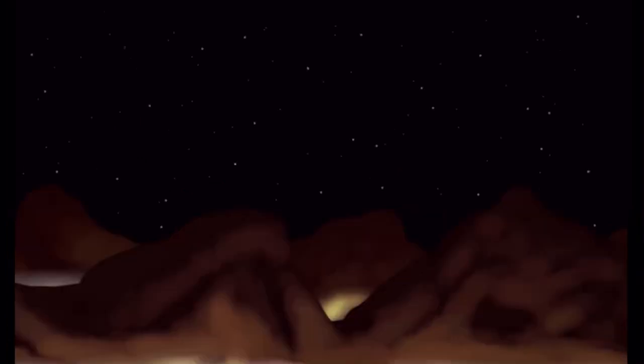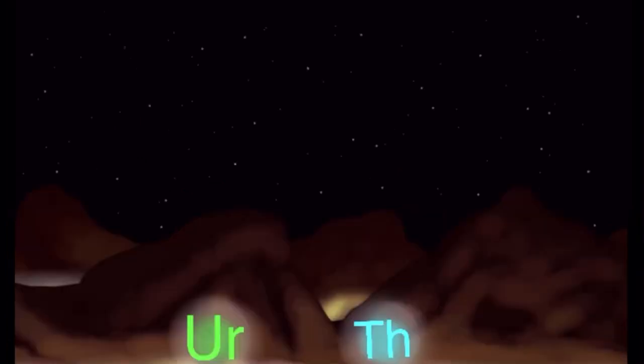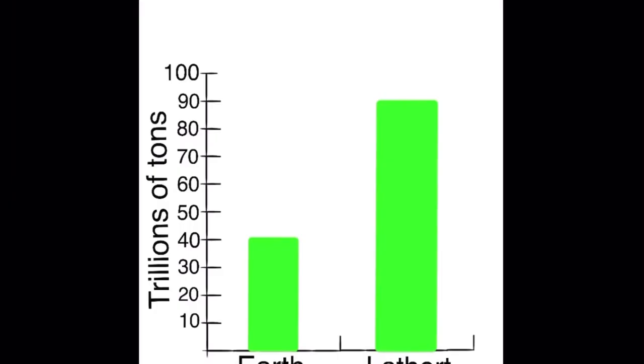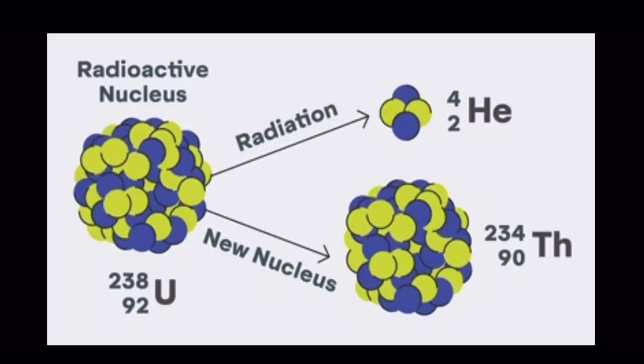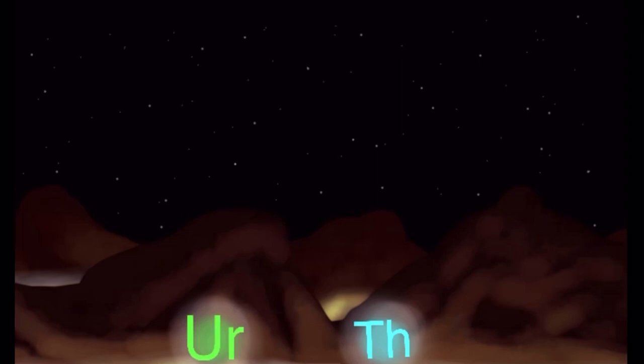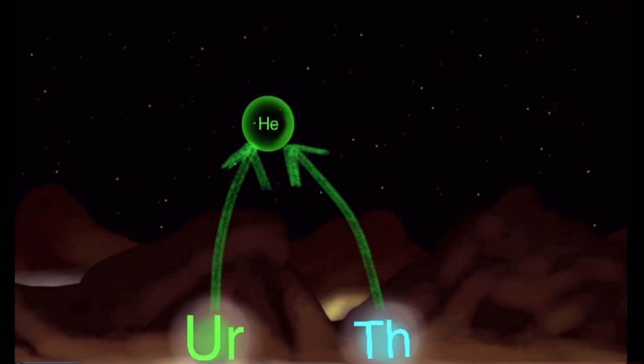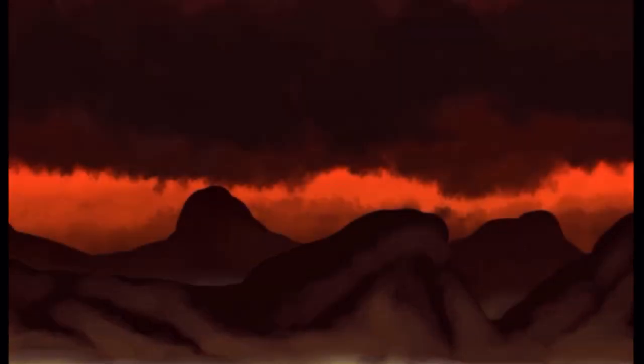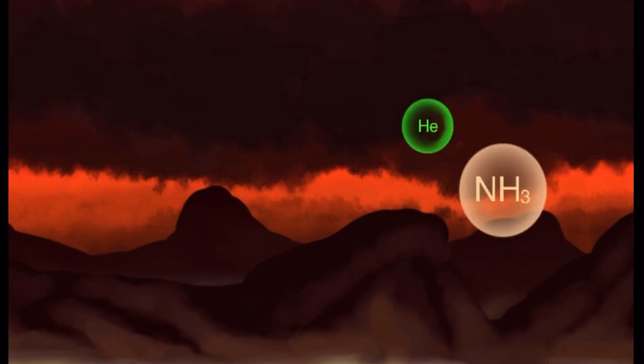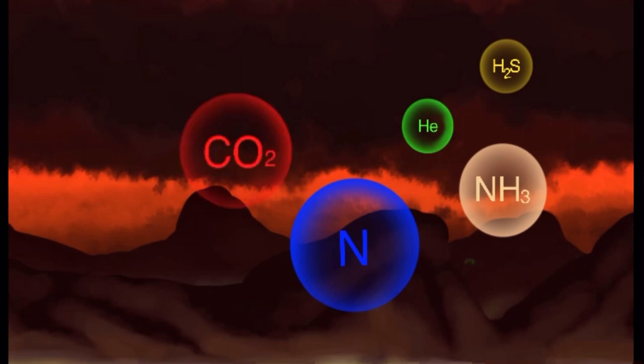However, on this planet, there are even higher concentrations of uranium and thorium, almost double the amount, with there being 92 trillion tons of uranium underneath this planet's surface, compared to the 40 trillion on Earth. However, uranium and thorium release helium as they decay. Thus, while hydrogen will mostly dissipate, helium may still remain slightly concentrated in this atmosphere, thanks to radioactive decay. But helium will not be the only product released by volcanic activity. Other gases, such as ammonia, hydrogen sulfide, nitrogen, and carbon dioxide, will populate this planet's atmosphere.